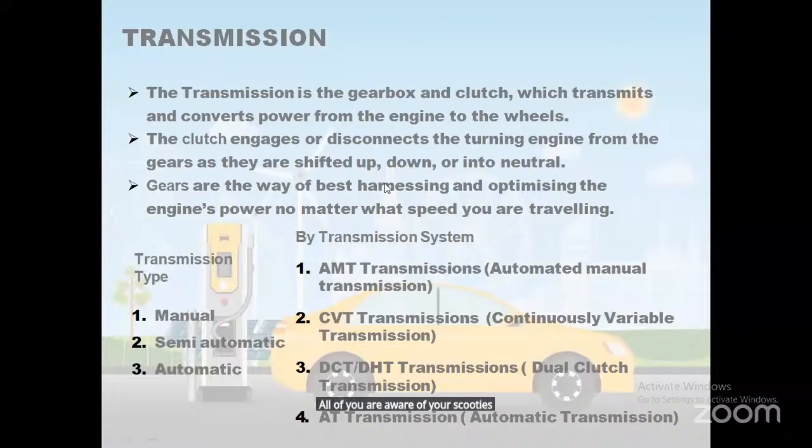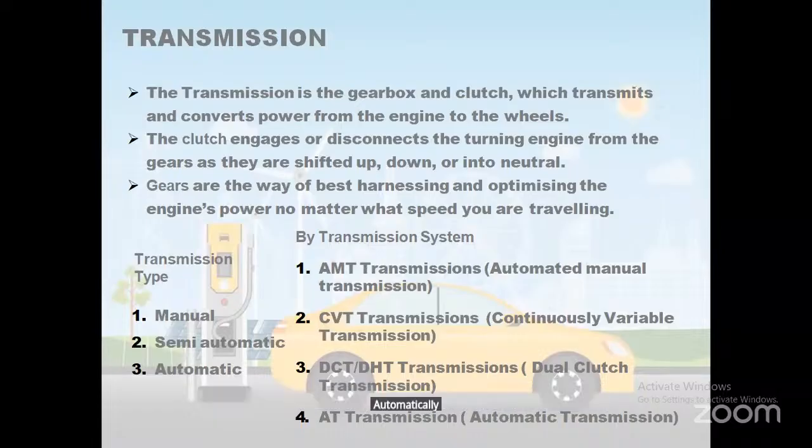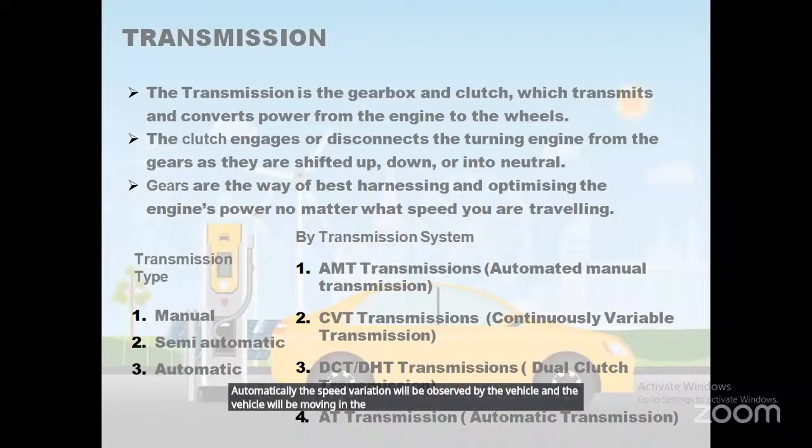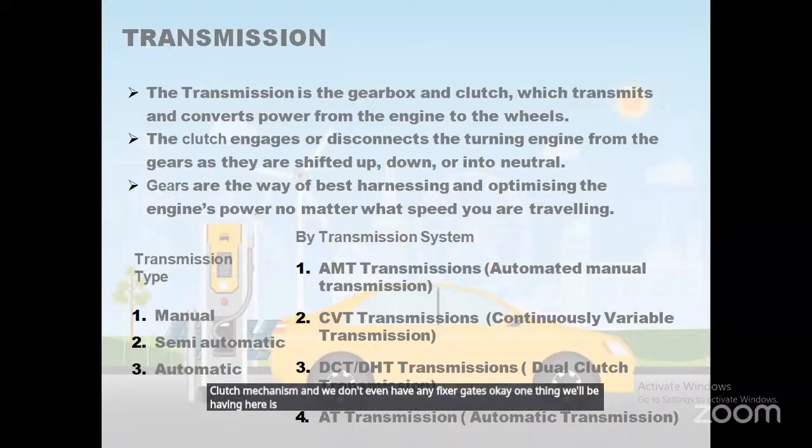If you observe your scooters properly, there will be something called our hand throttle. Based on the hand throttle movement, the pulleys' movement will be changing. Whenever the pulleys' movement changes, automatically the speed variation will be observed by the vehicle and the vehicle will be moving in the proper speed condition. Whenever we are coming to the continuously variable transmission, here we don't even have any clutch mechanism, and we don't even have any fixed gears. One thing we'll be having here is pulleys. This is about our continuously variable transmission.